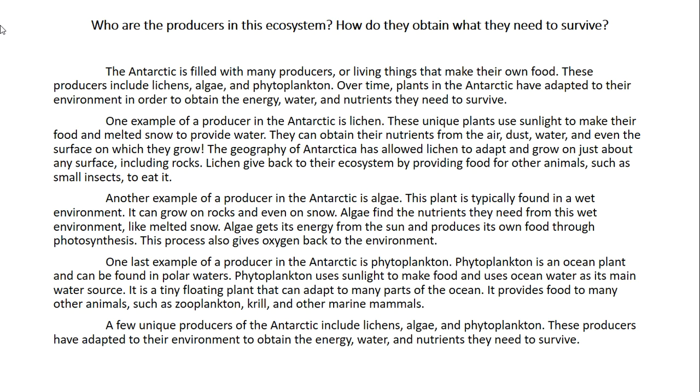So, my conclusion. A few unique producers of the Antarctic include lichens, algae, and phytoplankton. These producers have adapted to their environment to obtain energy, water, and nutrients they need to survive. So notice I restated my producers and I restated what they need to survive. So I have summed up this entire paragraph. Usually your conclusion looks pretty similar to what your introduction looks like. Feel free to keep this writing sample up as a model while you write.